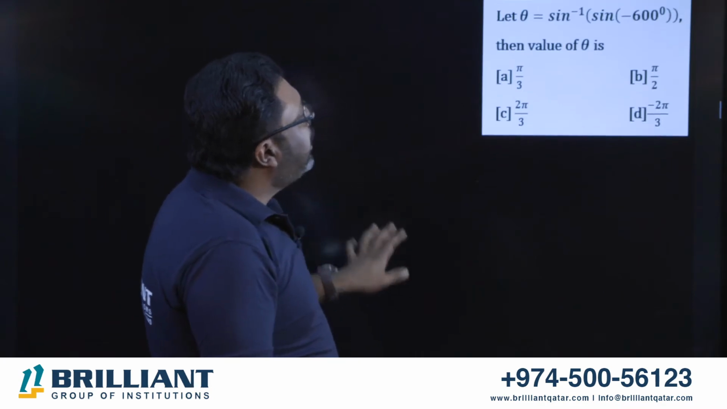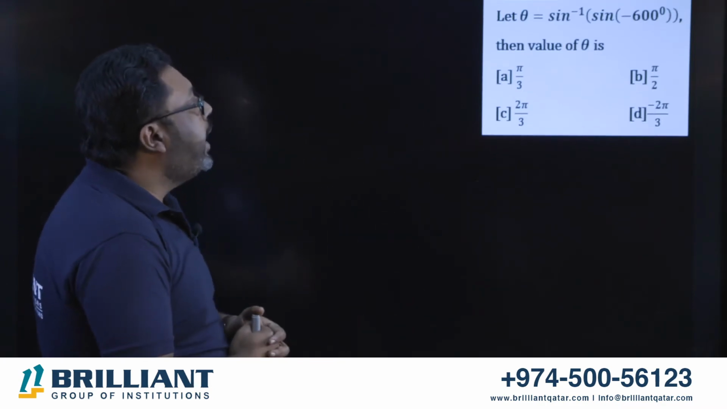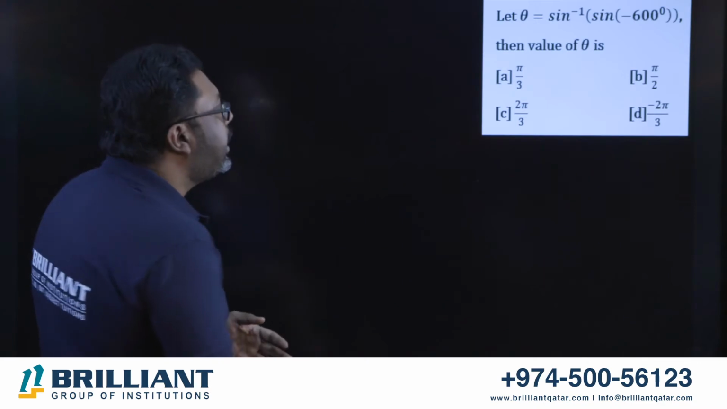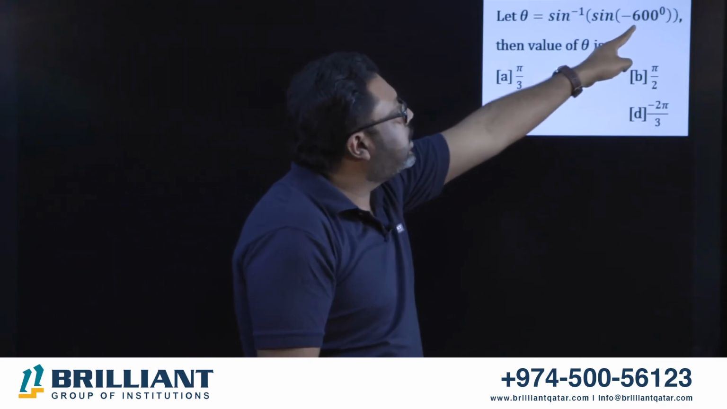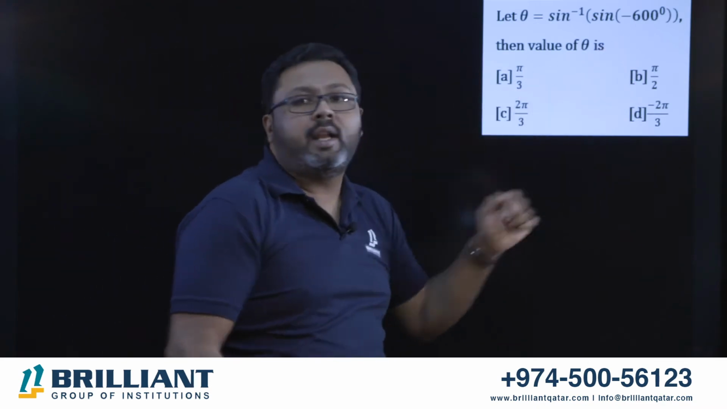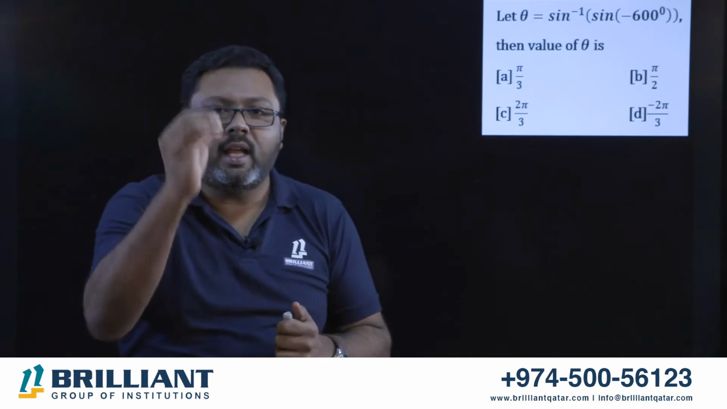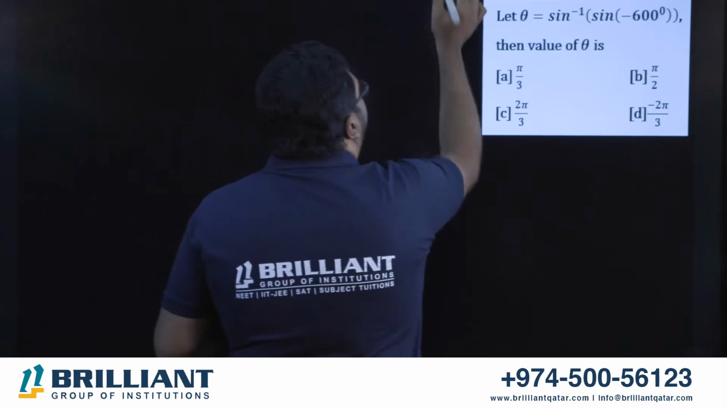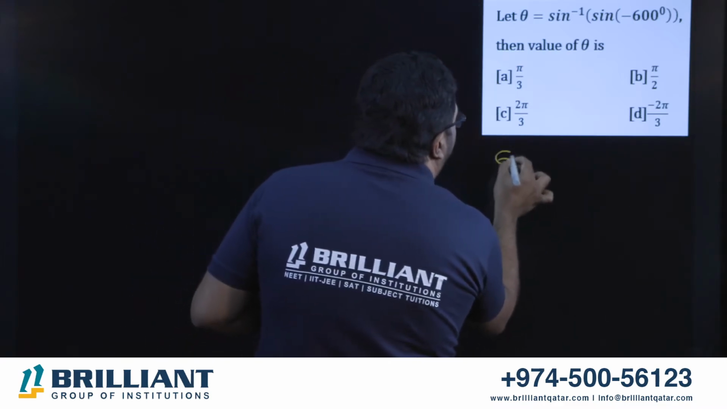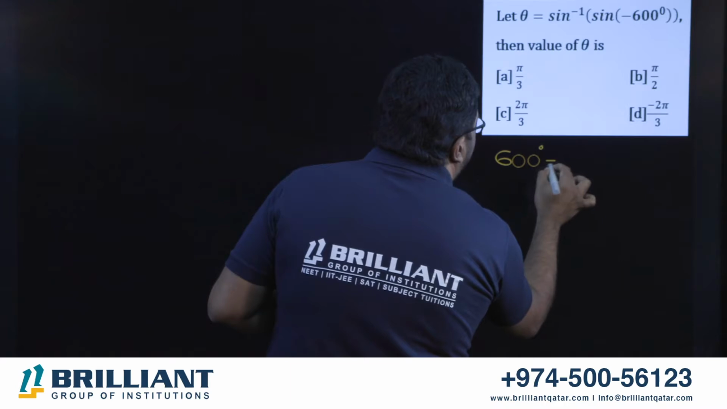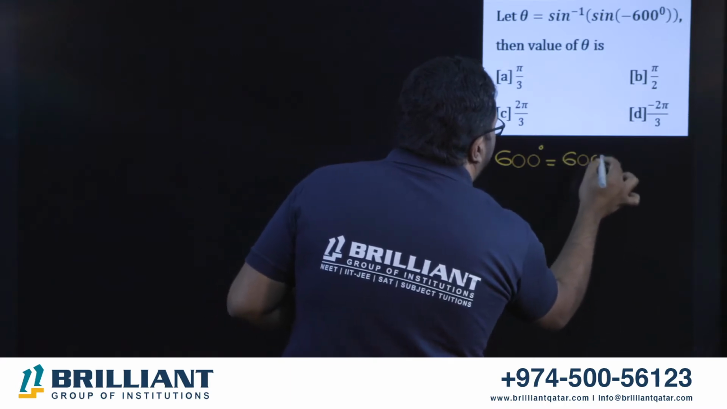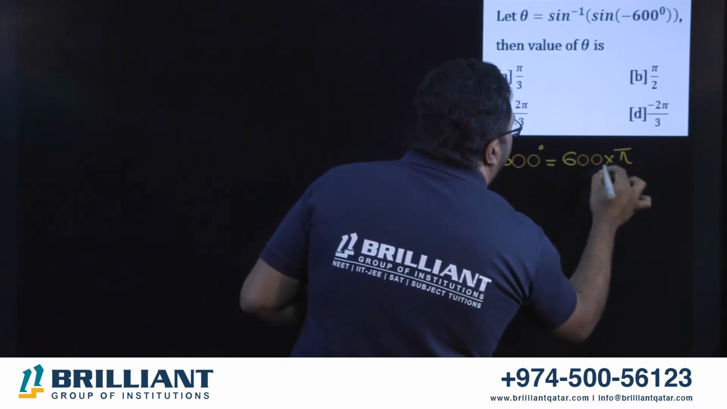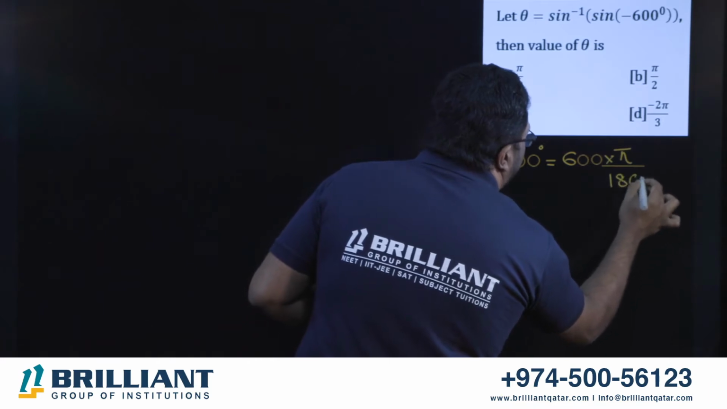Okay. Sine inverse of sine of minus 600 degrees. You can see that the question is in degrees, but the answers are in radians. So my first headache here is converting the degree measure to radian measure. So 600 degrees is equal to 600 into pi by 180.